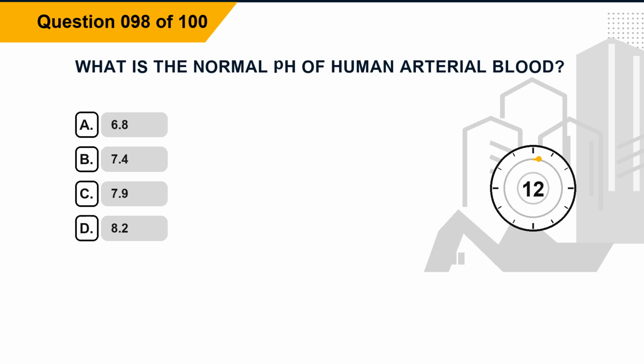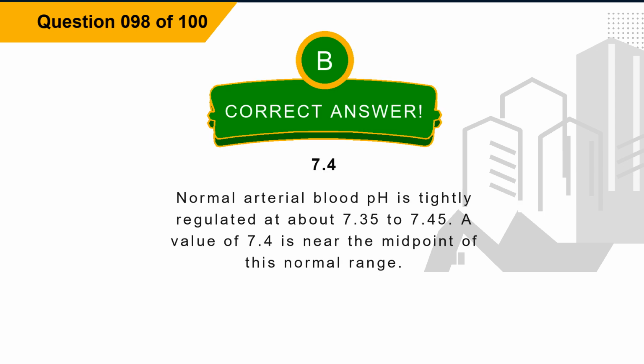Question 98. What is the normal pH of human arterial blood? Option A, 6.8. Option B, 7.4. Option C, 7.9. Option D, 8.2. The correct answer is option B, 7.4. Explanation. Normal arterial blood pH is tightly regulated at about 7.35 to 7.45. A value of 7.4 is near the midpoint of this normal range.